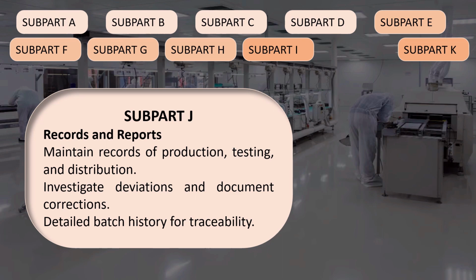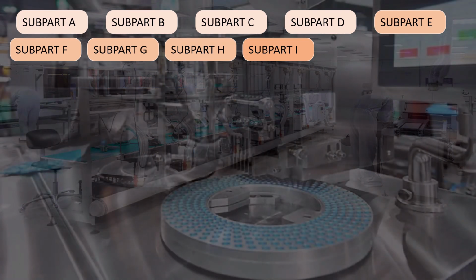1. Records shall be maintained for all components, drug product containers, closures, and labeling for at least 1 year after the expiration date. 2. Records required may be retained either as original records or as true copies such as photocopies, microfilm, microfiche, or other accurate reproductions of the original records. 3. Laboratory records shall include complete data derived from all tests necessary to assure compliance with established specifications and standards.